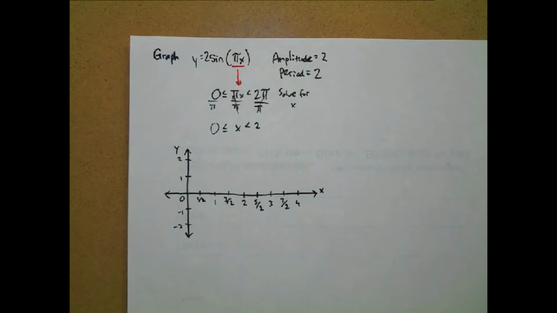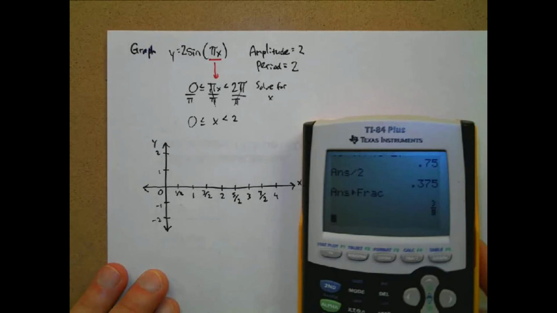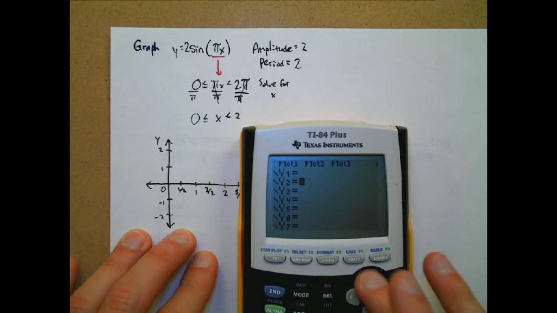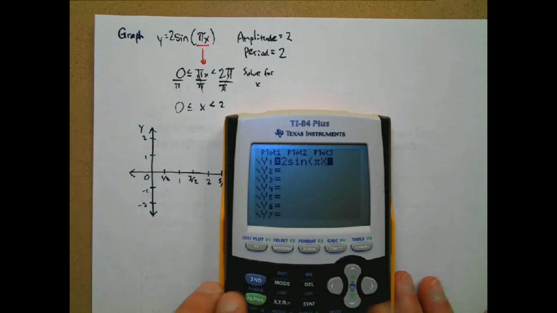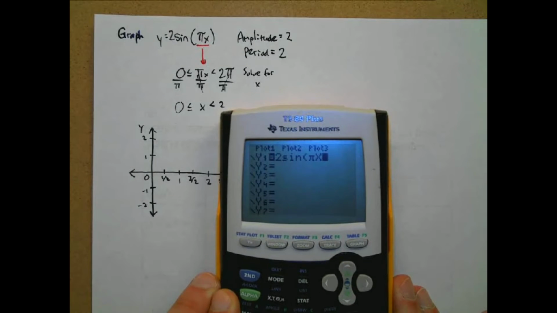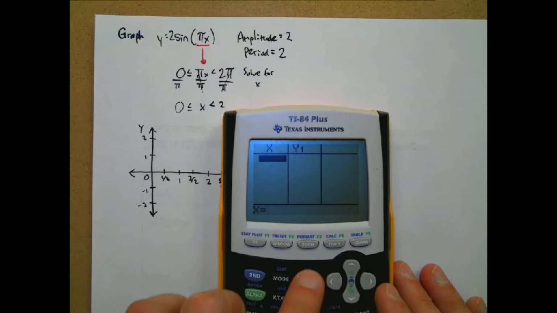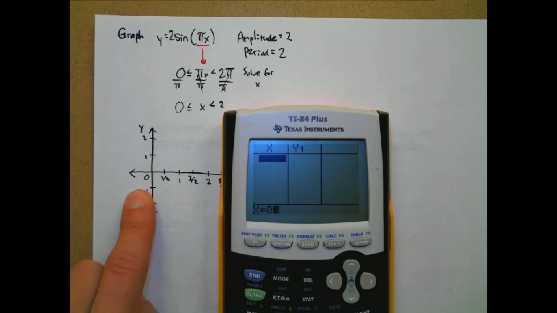Okay. Again, at this point, once you have everything labeled out there, you can now go to your calculator if you want to. We'll do 2 sine of pi x. I'm typing it in there, just like that. Go to my table, clear out all the other junk, actually delete out the other junk. I'll just type in 0. At 0, we're at 0. Okay.